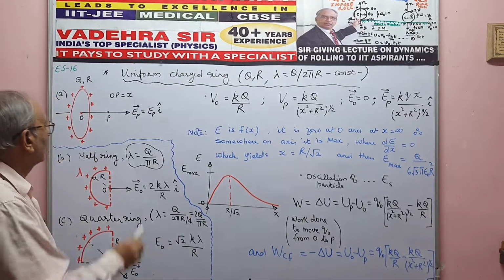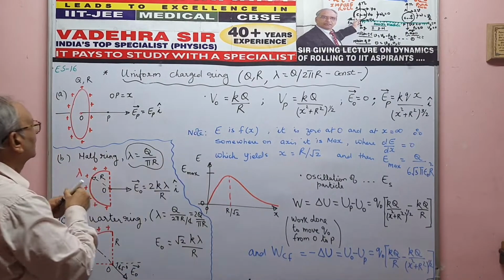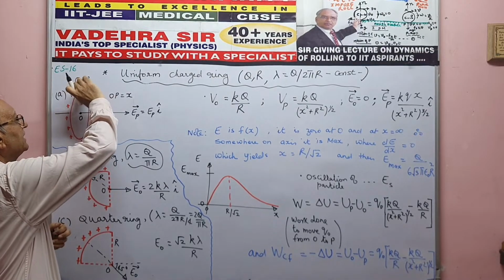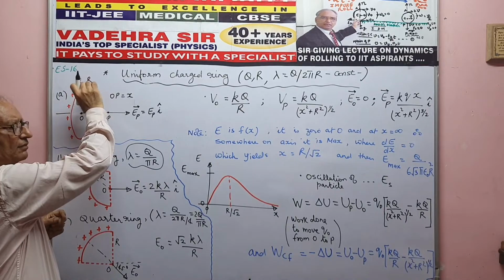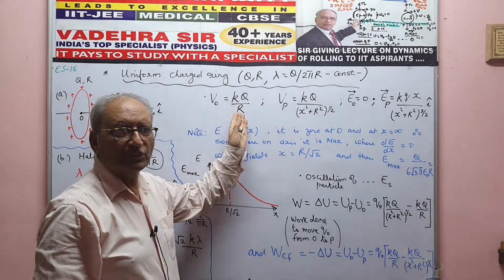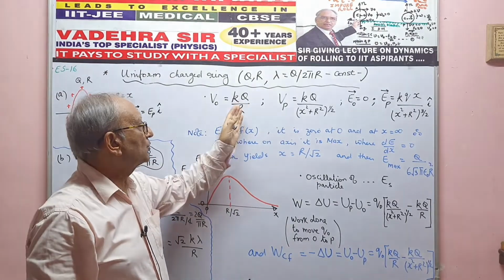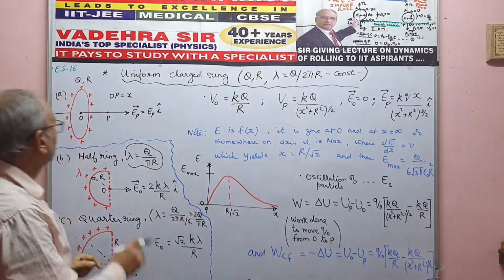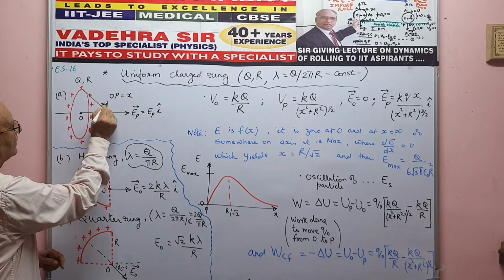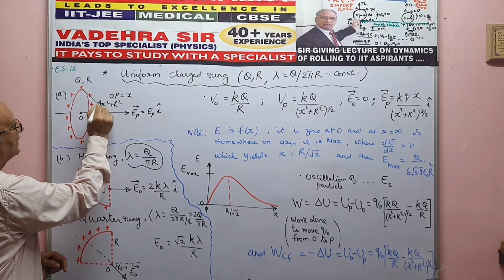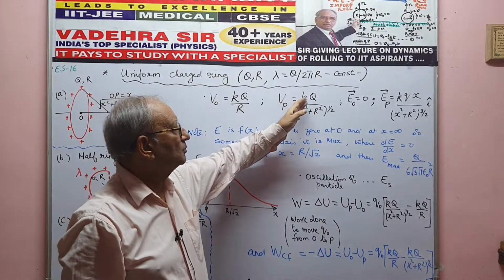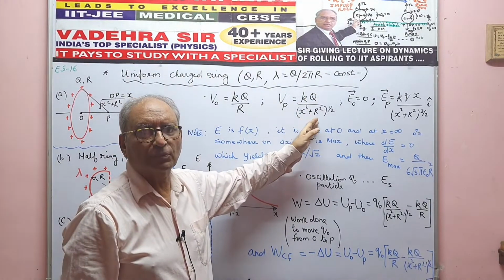Now, if I want to find the potential at the point O, O is the center, then for each element dq, lambda into dq, I integrate all, so it will be kq by r. So the electric potential at O will be kq by r, and the potential at P. Every element is at a distance of x square plus r square under root to the power half. So Vp, when I integrate, will come out to be kq upon x square plus r square to the power half.